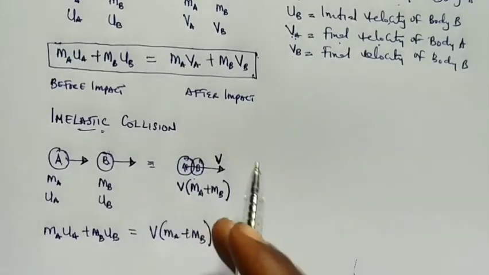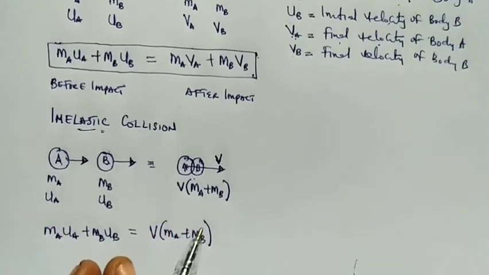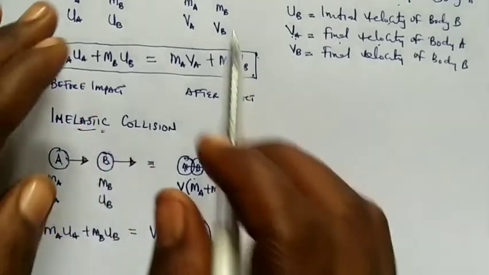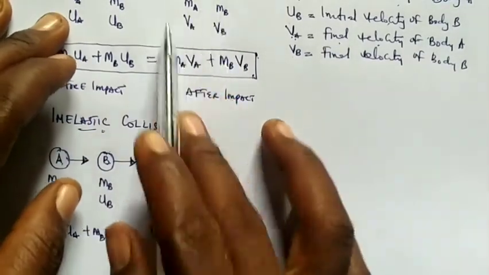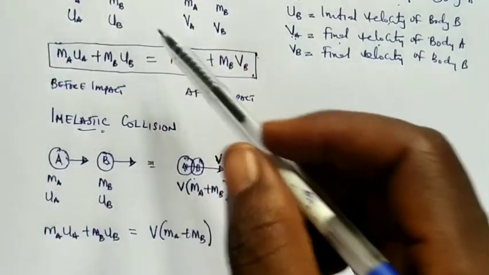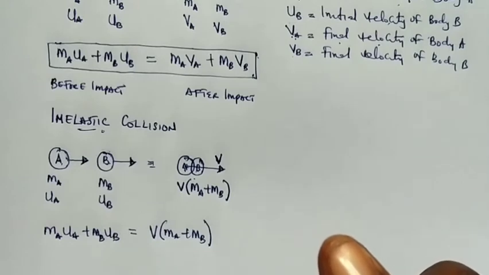In an inelastic collision, the total kinetic energy is not conserved, while in an elastic collision, the total kinetic energy is conserved. A good example of an elastic collision is when you hit a ball on the ground and the ball bounces back to your hand. That is a good example of an elastic collision.